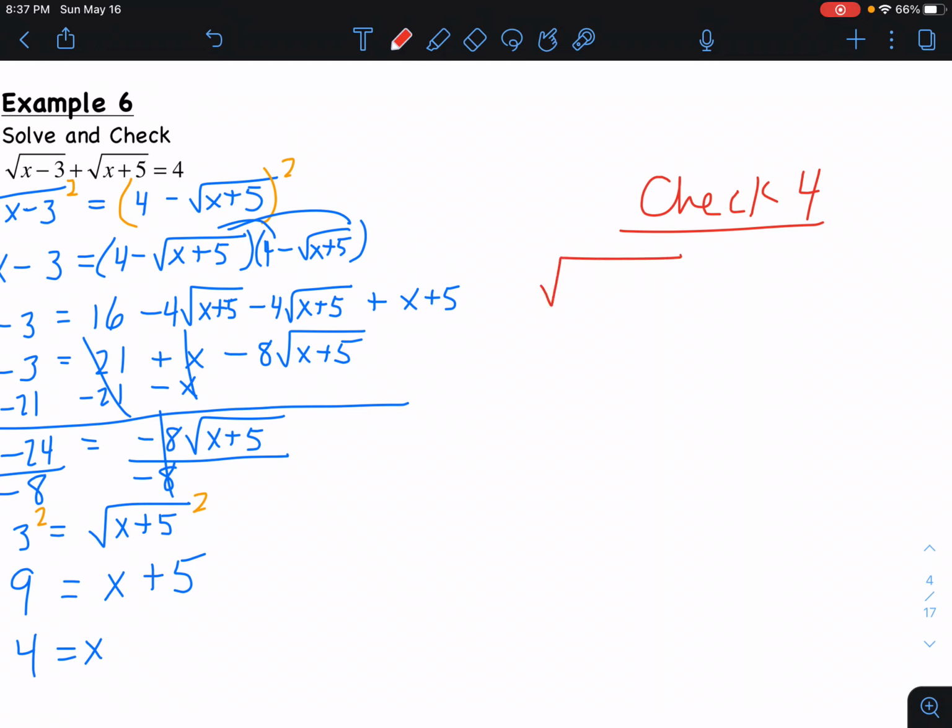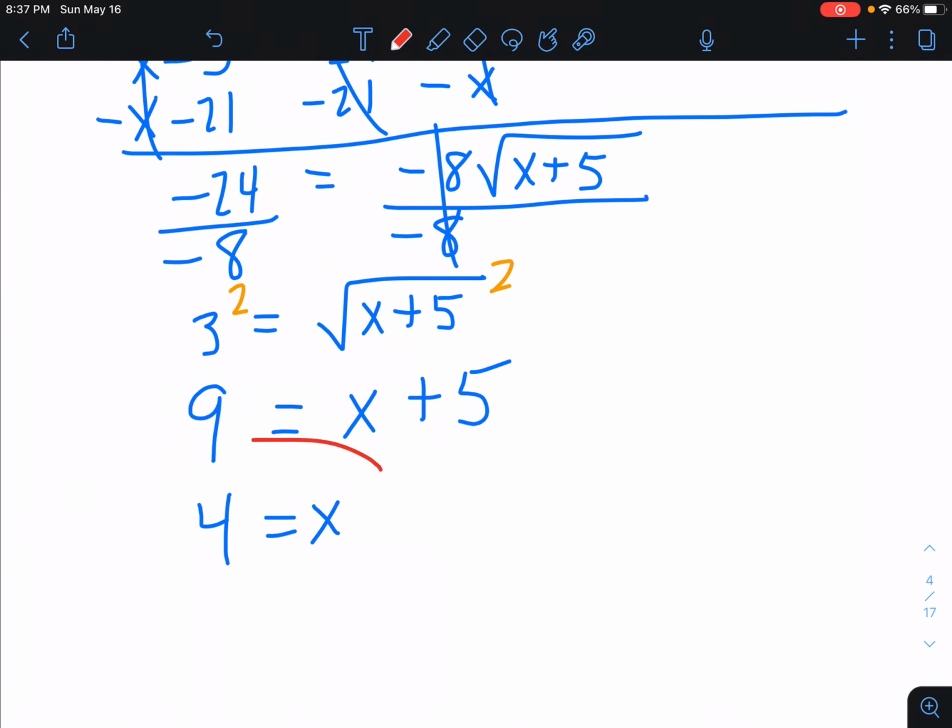So square root of x minus 3, so that'll be square root of 4 minus 3 is 1, plus the square root of x plus 5. So that's square root of 4 plus 5 is 9, equals 4. Square root of 1 is 1. Square root of 9 is 3. And of course, 1 plus 3 is 4. So we do have a good answer. We have x equals 4.